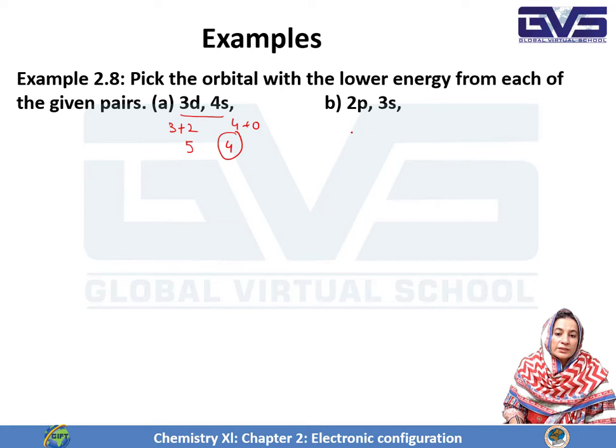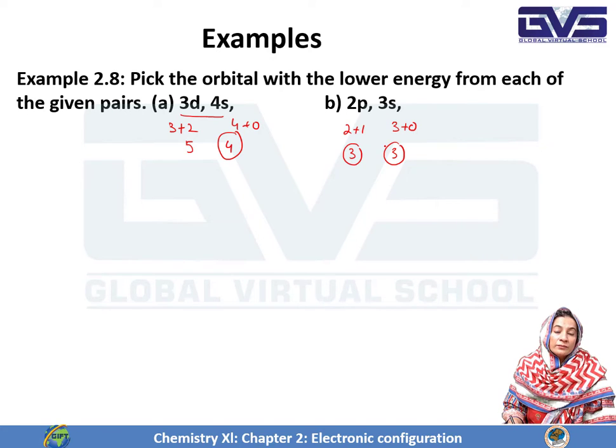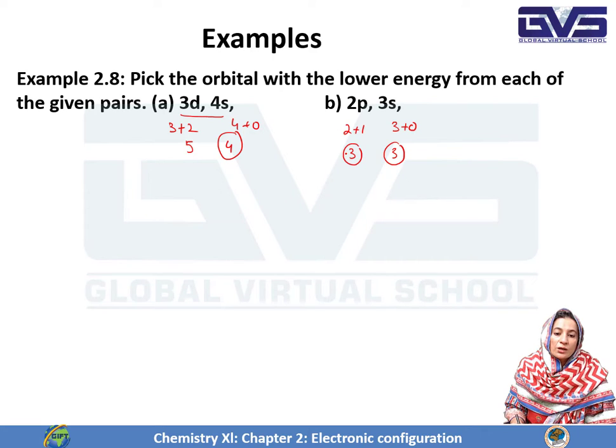And for 2p and 3s, 2 plus 1 gives you 3, and 3 plus 0 will give you 3. They have the same n plus L value. So the orbital with the lower n value, which has the lower n value? This one. So this is of lower energy, and in this case this has the lower energy.